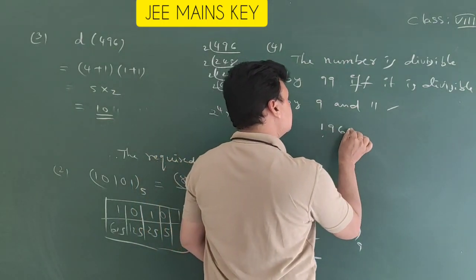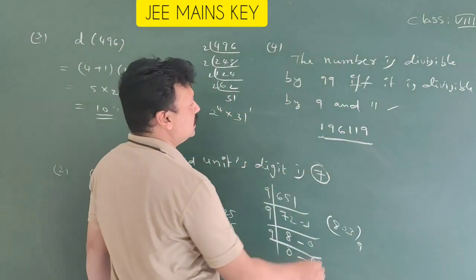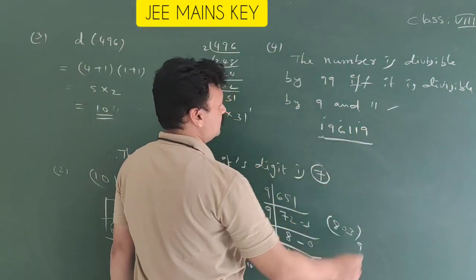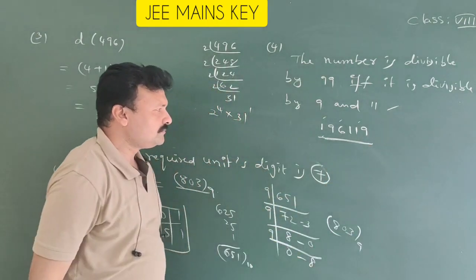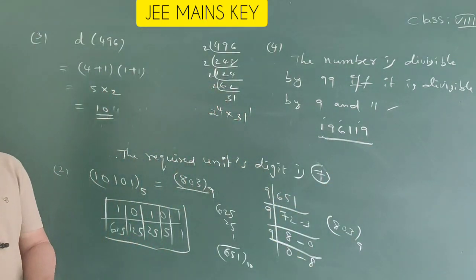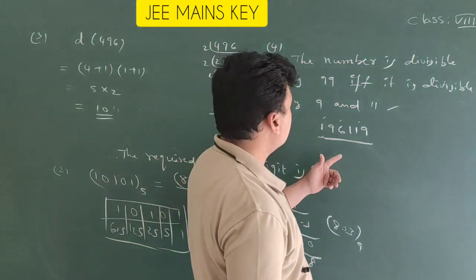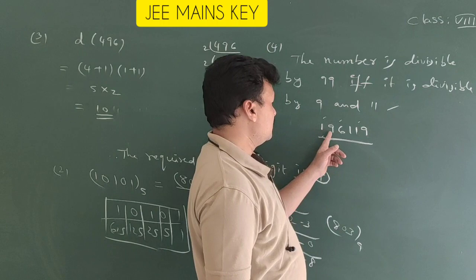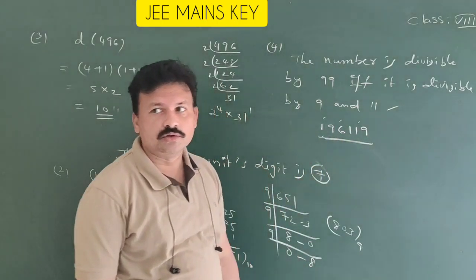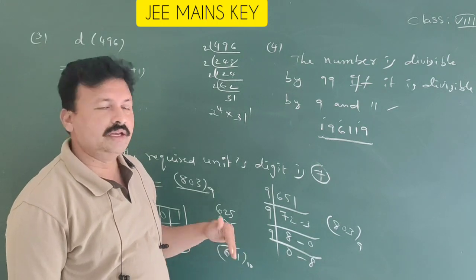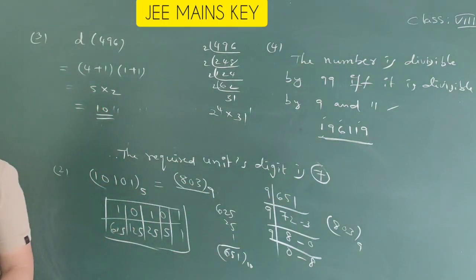So the required answer is 196119. Here 1 plus 7 plus 1 is 9, plus 1 is 10, plus 9 is 19. 19 minus 8 equals 11, so it is divisible by 11. And here 1 plus 6 plus 1 plus 1 plus 9 plus 9 plus 9 is 27, the sum. So it is divisible by both 9 as well as 11. That's why the required number is divisible by 99.